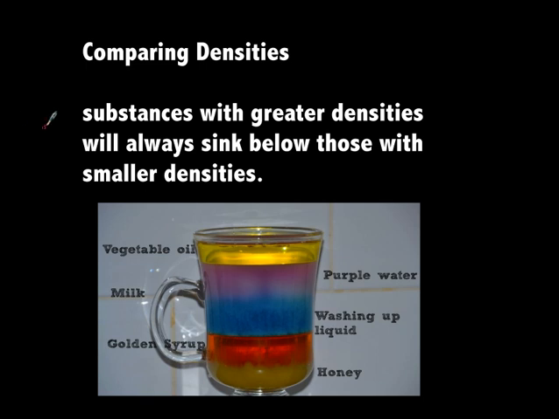So again, if you compare densities, your objects that sink to the bottom are always going to be the ones that are the most dense. Their particles are most tightly packed. Your substances that rise to the top are going to be the ones whose particles have the most space in between them. They are the least dense.